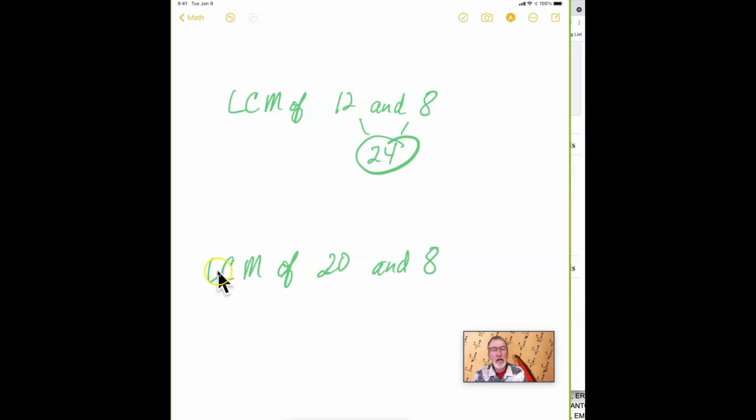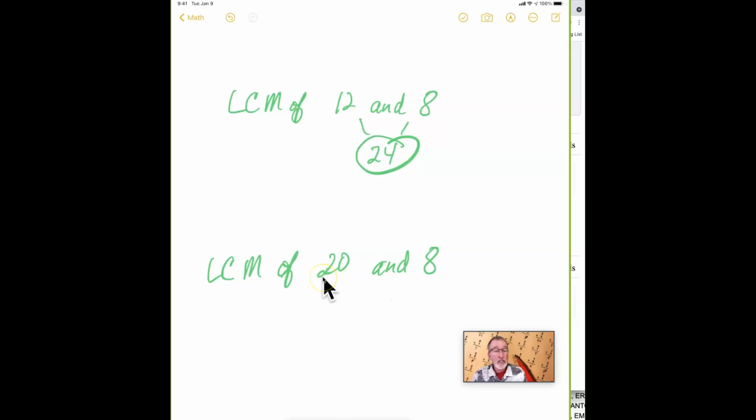Let's do the same with the numbers 20 and 8. So 20 is larger than 8, so we're going to skip count. 20, is 20 divisible by 8? No, it's not. And so if you're lucky, this number itself will be divisible by the smaller number, and that will be your least common multiple.